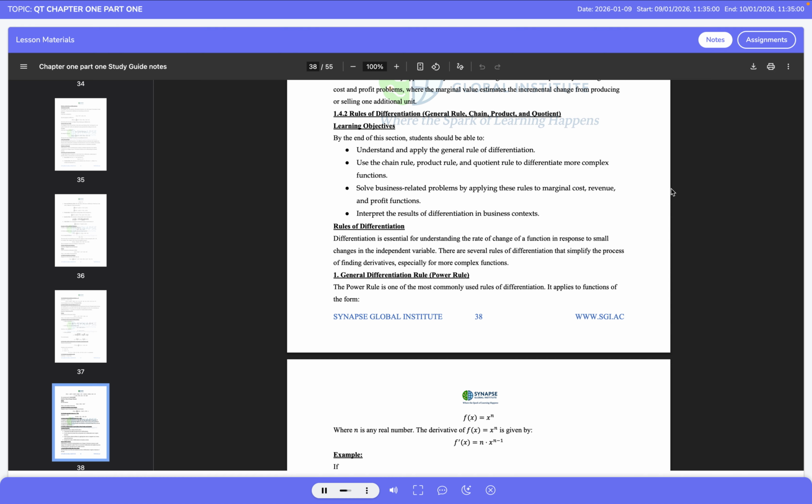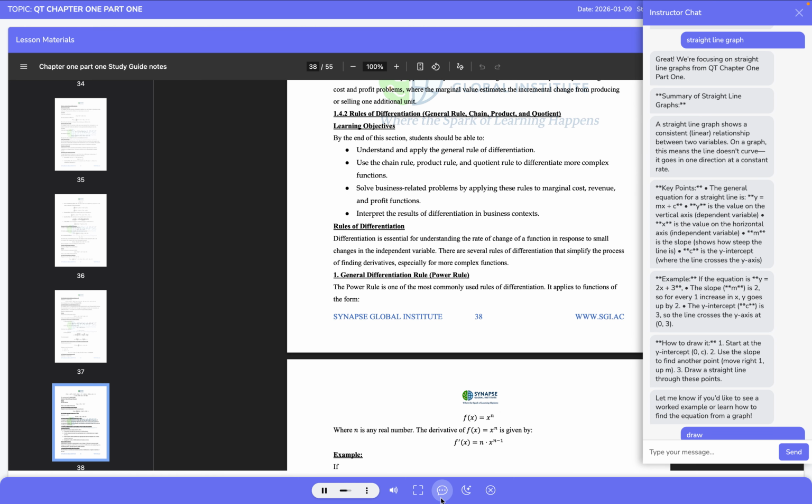We continue our study of differentiation by focusing specifically on the rules of differentiation and how they are applied to more complex business functions. Please remember that you are encouraged to use the chat section at any time if you need clarification, because mastering these rules is essential for analyzing cost, revenue, and profit accurately.